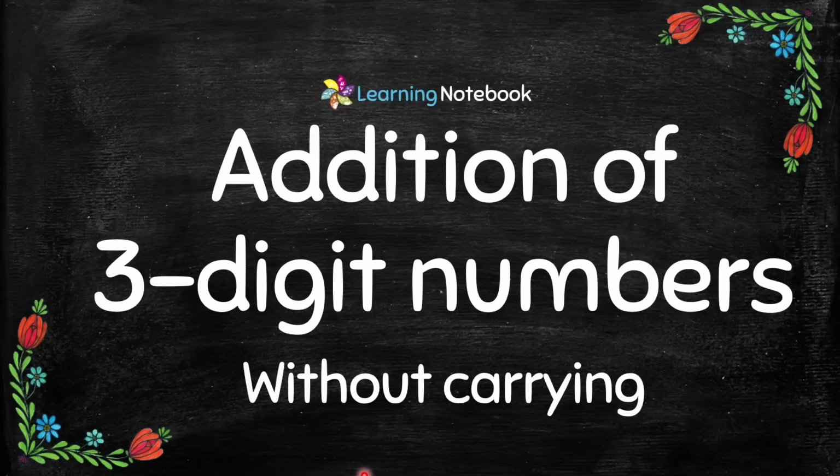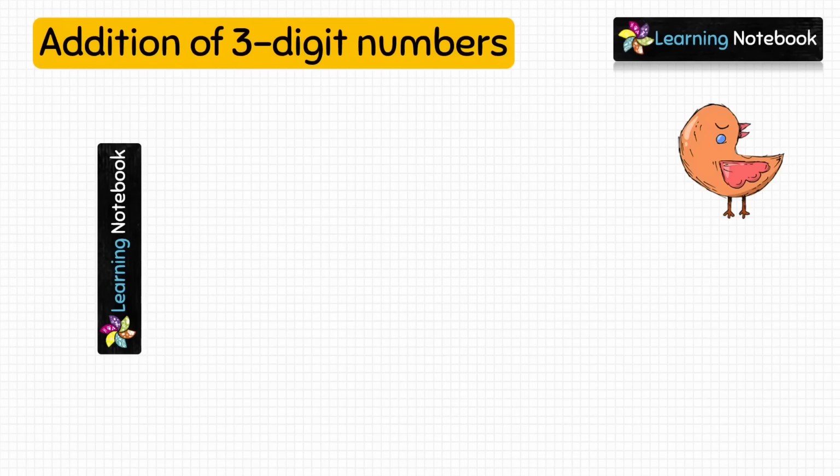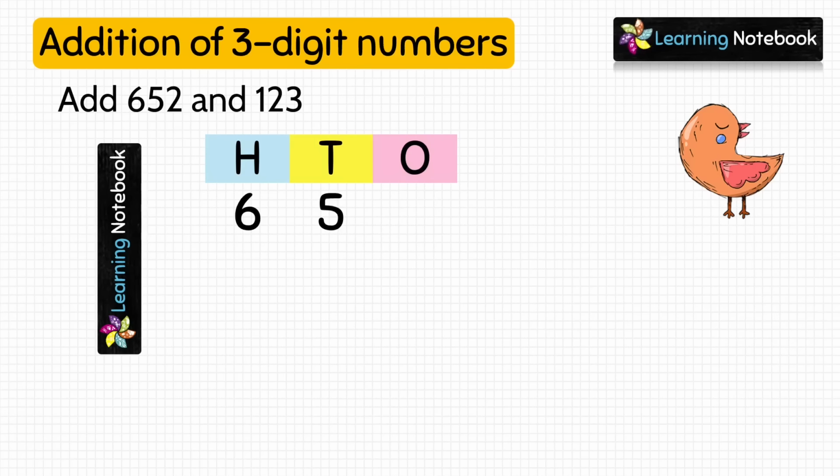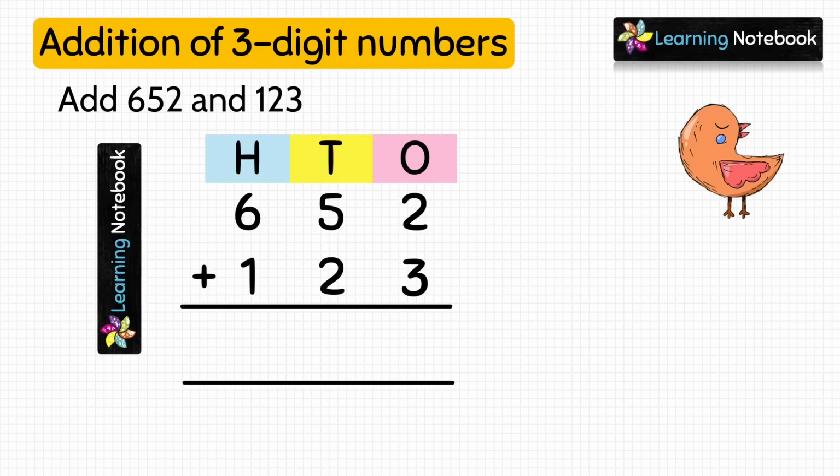Now let's do addition of 3-digit numbers without carrying. Let's take an example. Add 652 and 123. So let's first write these numbers in column form. Now we will start adding them from the ones place. So 2 plus 3 equals 5.